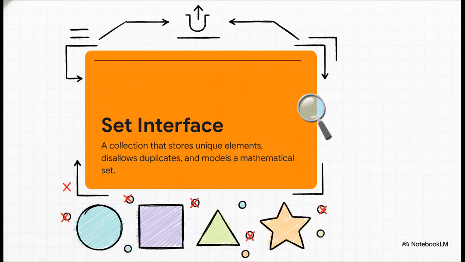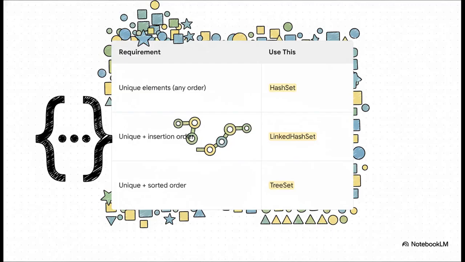And the official definition really nails it. A set is a collection that absolutely guarantees no two elements are the same, period. If you remember any of your high school math, it's based on that same idea of a mathematical set, where every member has to be distinct. But just like with list, set is just the blueprint.